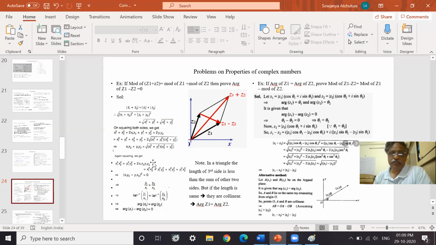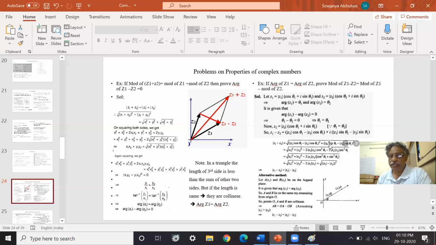This we have already done. We understood how to do this. Let us do it this way. Let Z1 be mod of Z1 times (cos theta 1 plus i sin theta 1). Z2 be mod of Z2 times (cos theta 2 plus i sin theta 2). So I first calculate mod of Z1 minus Z2. It is given that arg of Z1 is arg of Z2, that means theta 1 is equal to theta 2. So what is Z1 minus Z2? It is mod Z1 cos theta 1 minus mod Z2 cos theta 1 plus i times (mod Z1 sin theta 1 minus mod Z2 sin theta 1), because theta 2 is theta 1. Now I am finding the mod of this.